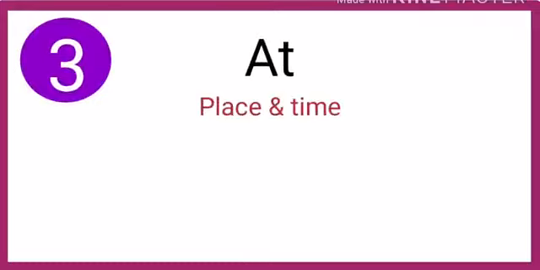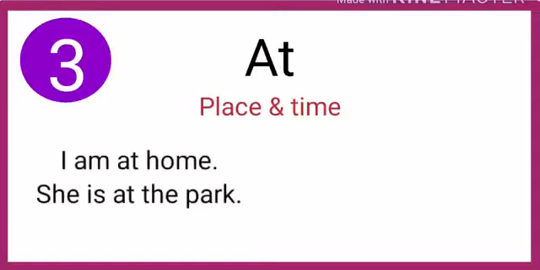Number 3, preposition at. We use at preposition for place and time. Look at these examples. Example number 1, I am at home. Example number 2, she is at the park. So, we use at preposition for place.